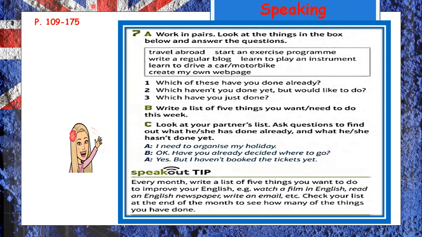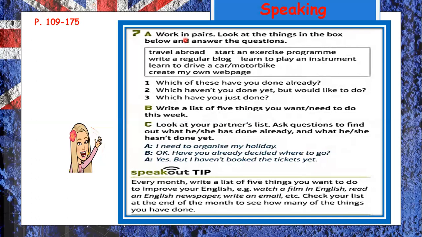In exercise B, you need to write a list of 5 things you want or need to do this week. In exercise C, the recommendation is to look at your partner's list and ask questions to find out what he or she has done already and what he or she hasn't done yet. Example: I need to organize my holiday. Okay, have you already decided where to go? Yes, but I haven't booked the tickets yet.